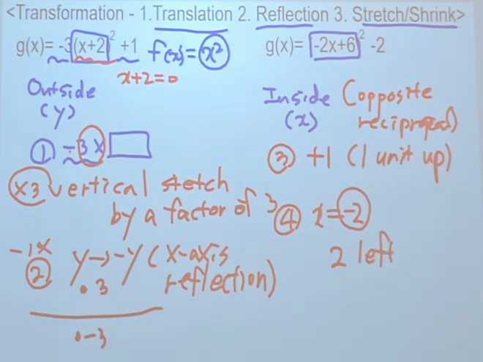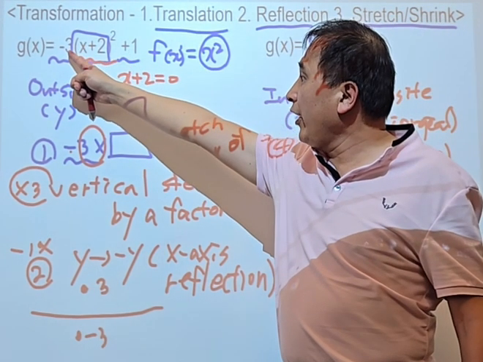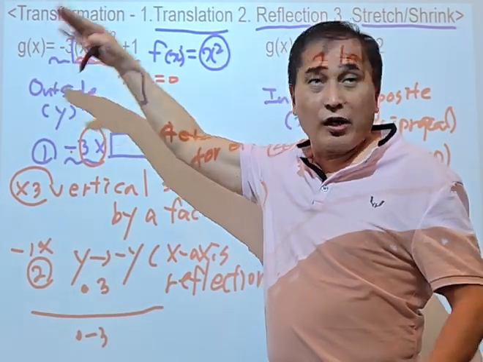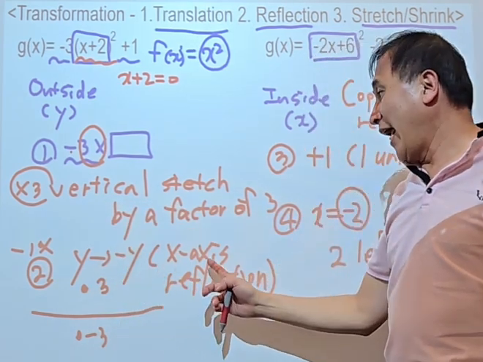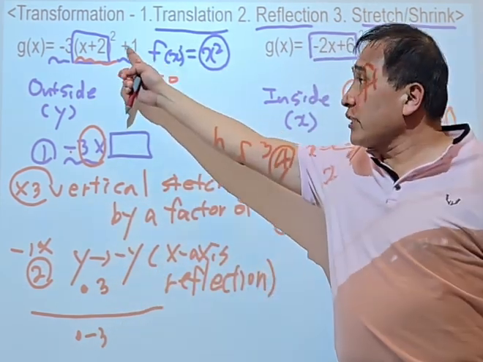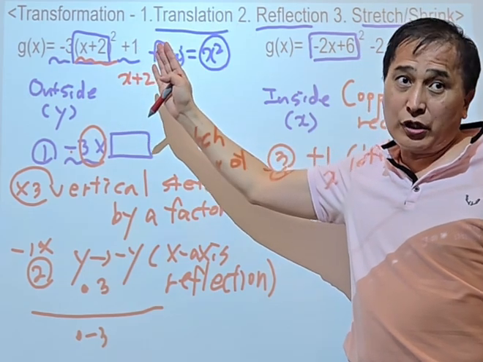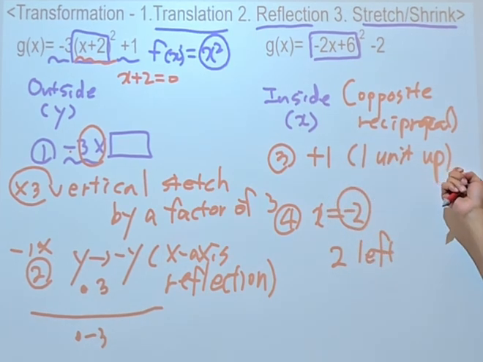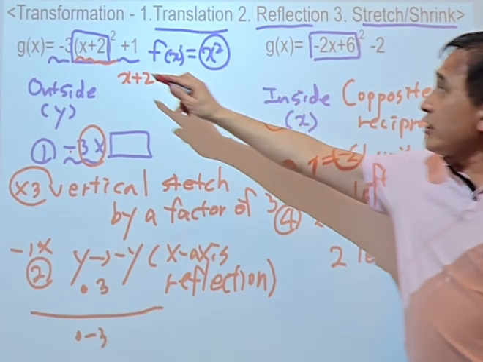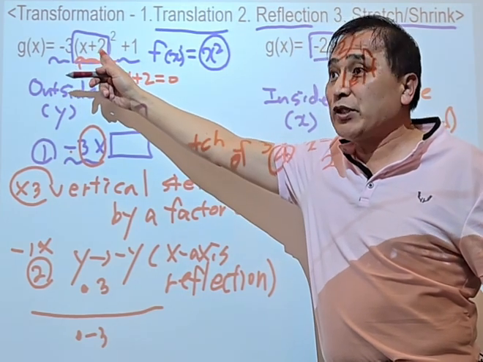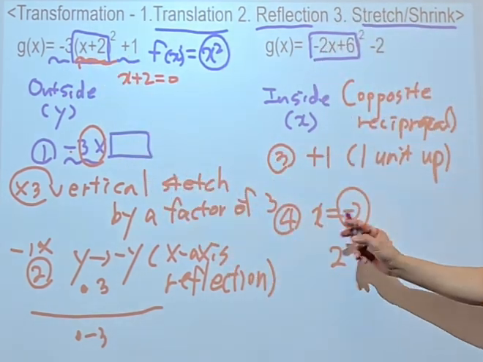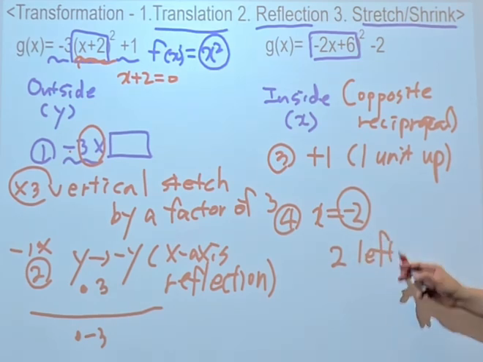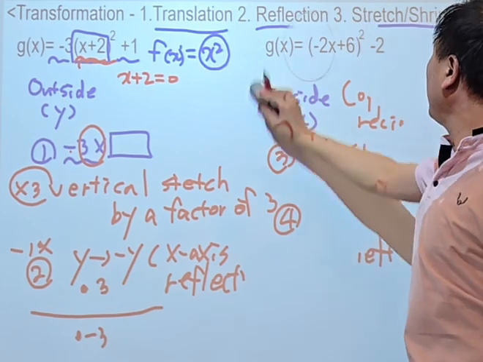Everybody got it? So this one, because of the times 3 outside, is a vertical stretch by 3. In front of it there's a negative, so y becomes negative y, which is an x-axis reflection. Then outside there's plus 1, still vertical, so 1 unit up, because up means vertical. Inside we see x plus 2, the opposite is negative 2, so that means 2 left. Everybody got it? Okay, we can practice one more with a different problem.